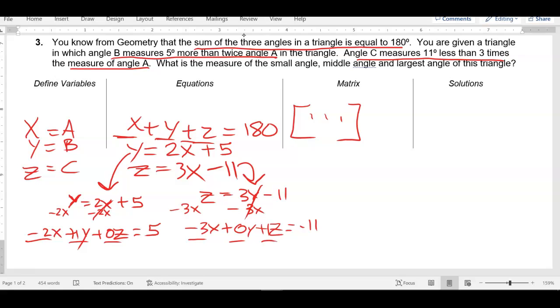Okay, I'll stop short of doing the matrix. I want y'all to do the matrix the way you did 1 and 2. Do y'all see the three equations here? So 1, 1, 1, -2, 1, 0, -3, 0, 1. And these are your three constants: 180, 5, -11.